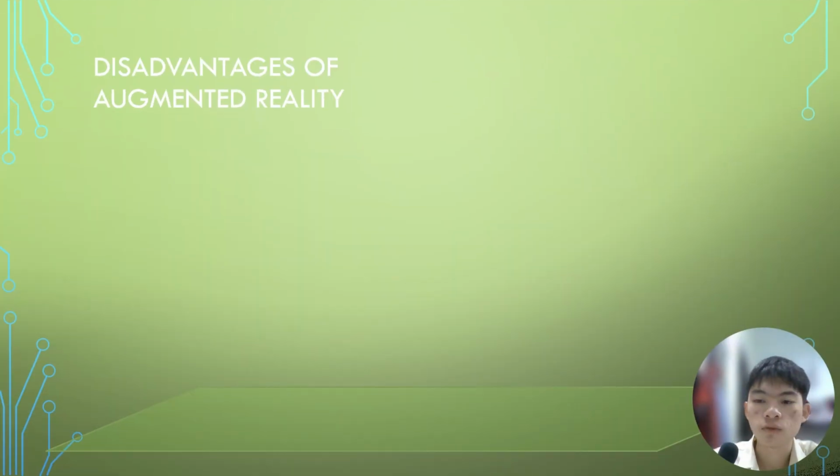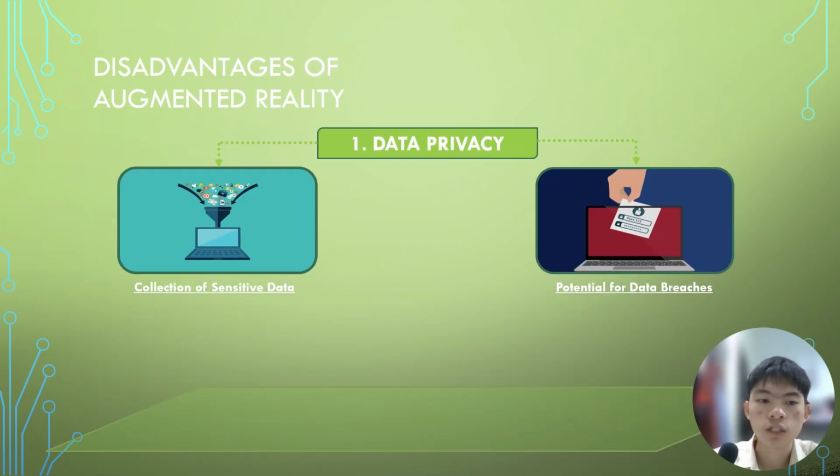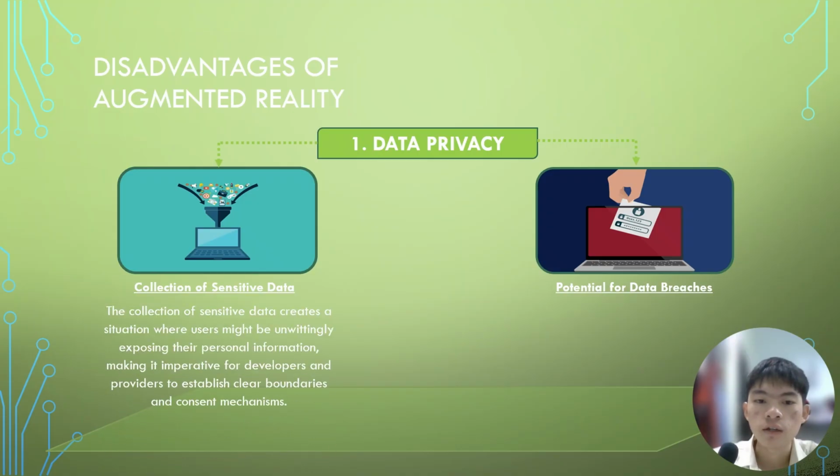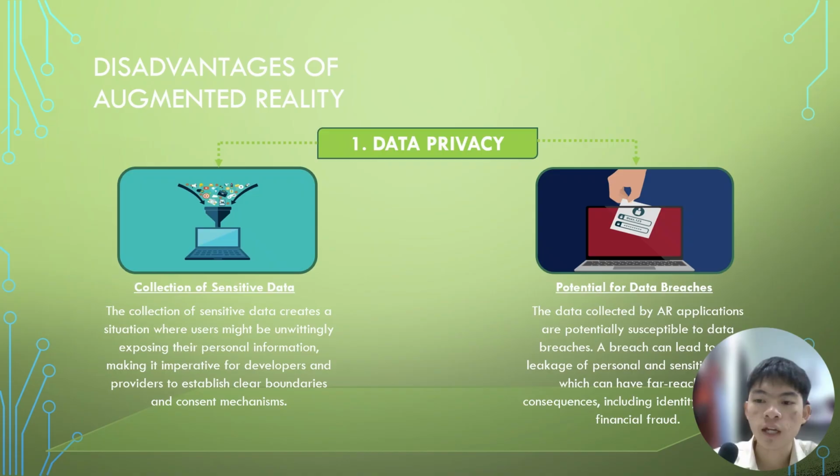I believe it's my turn to talk about the disadvantages of augmented reality and virtual reality, and we're going to start off with augmented reality, with the first point being data privacy. Now we have two concerns over here, which are collection of sensitive data and potential for data breaches. Collection of sensitive data puts users at risk of unknowingly revealing personal and secretive data, while potential for data breaches means data collected by our applications is susceptible to data breaches.